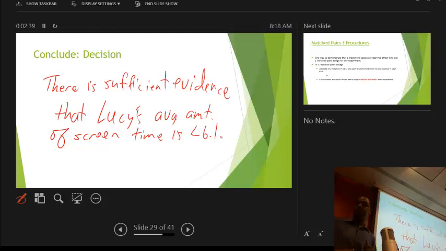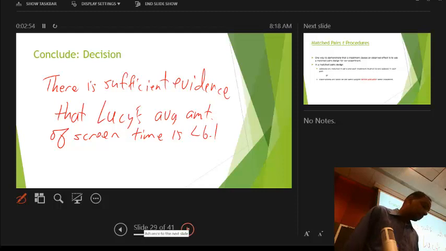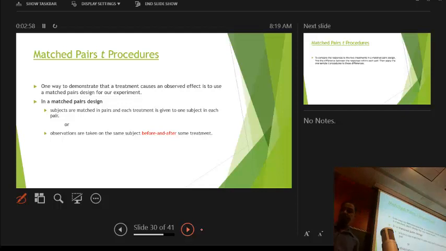Okay, so we're going to do another example with the hypothesis testing, and then you guys will walk me through that, and then we'll go into chapter 19, which will not be on the exam, but it will be on the final, so hang tight. Okay, so we had the so-called matched pairs procedure.